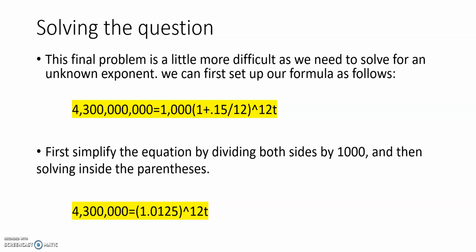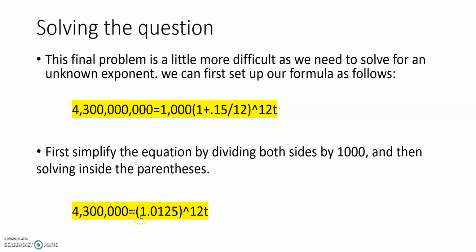So basically, we're solving for the unknown exponent. So what we're going to plug in is 4.3 billion equals 1,000 times (1 plus 0.15 divided by 12) raised to the 12t power. First we're going to simplify the equation by dividing both sides by 1,000 and then solving inside the parentheses. When you divide 4.3 billion by 1,000, that's going to give you 4.3 million. And then when you're dividing 0.15 by 12, it's going to give you 1.0125. So the final equation is going to look like that.